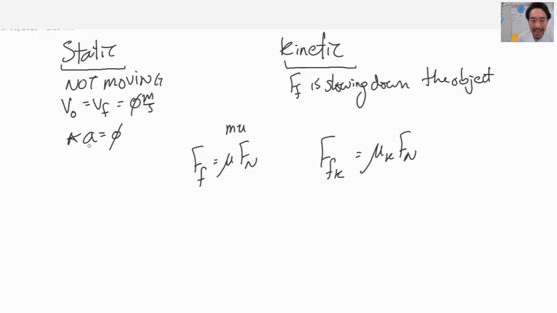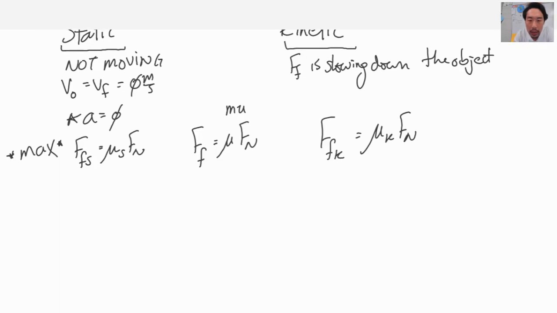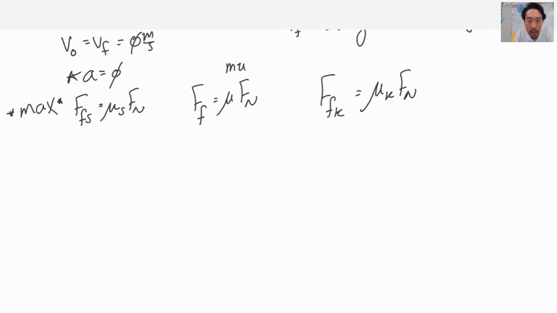The force of static friction is a little bit unique, and we'll go into that uniqueness in a little bit. I'm going to write the word max. The max force of static friction is equal to mu static times F of n. The reason it's unique, and why I'm putting down the word max, comes from what is actually happening within the scenario. I'll go over those scenarios and the conceptual ideas now.